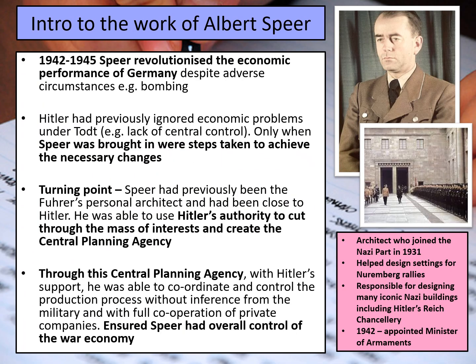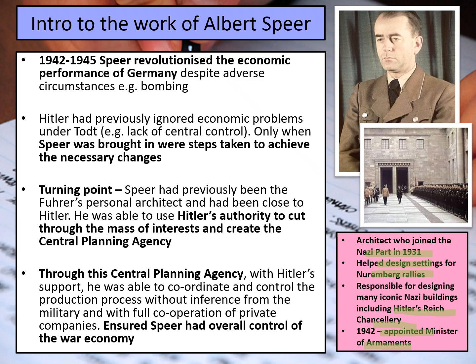We're now going to think about the role of Albert Speer. Now, Albert Speer, remember, had joined the Nazi Party in 1931 when he was a young architect. He had helped design things like settings for Nuremberg rallies and became Hitler's personal architect, building some key Nazi buildings as part of that job. Now, in 1942, he becomes Minister of Armaments after Fritz Todt's death in a plane crash.